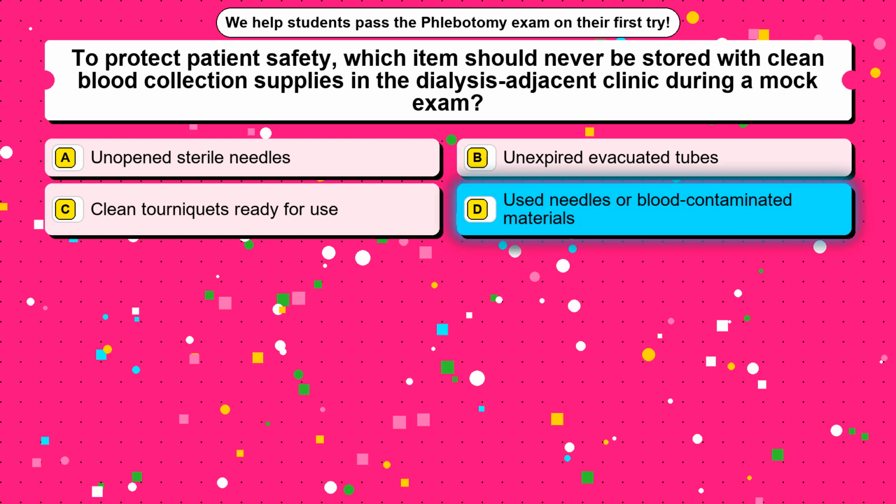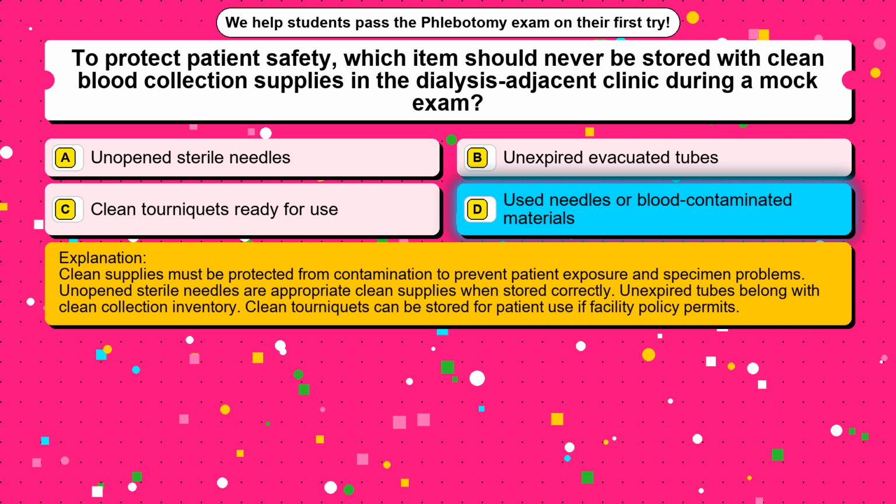The correct answer is option D. Used needles or blood-contaminated materials. Clean supplies must be protected from contamination to prevent patient exposure and specimen problems. Unopened sterile needles are appropriate clean supplies when stored correctly. Unexpired tubes belong with clean collection inventory. Clean tourniquets can be stored for patient use if facility policy permits.